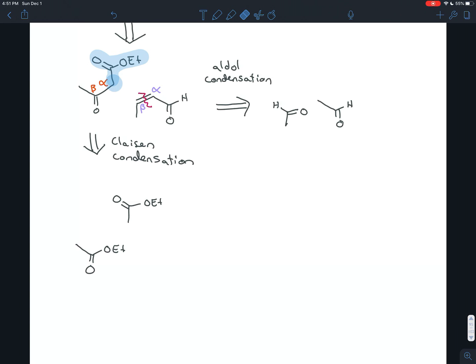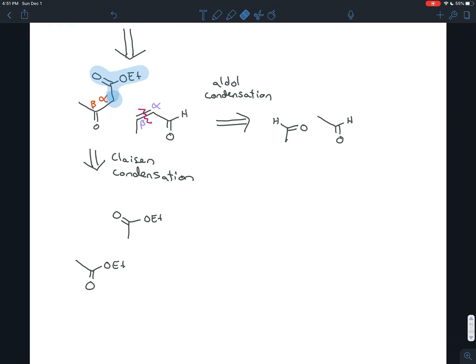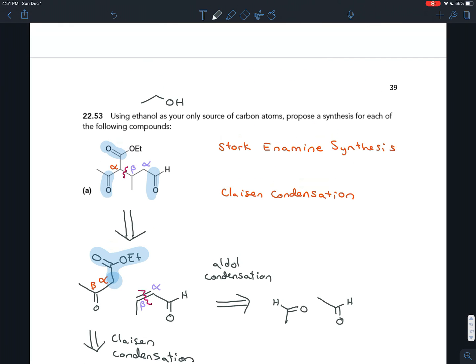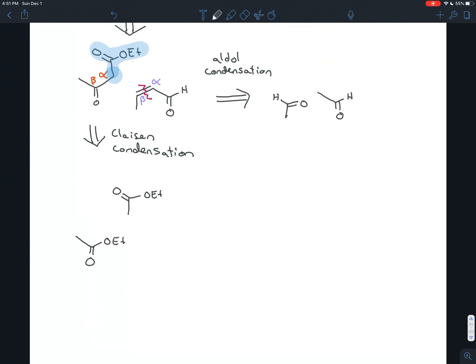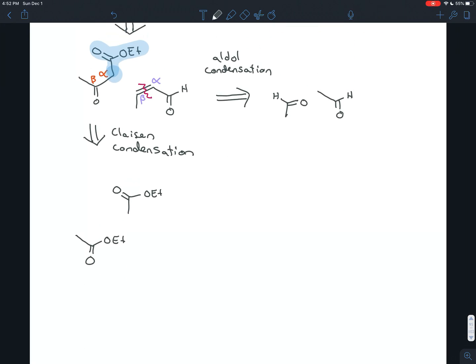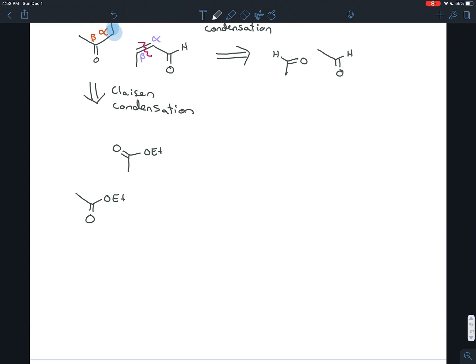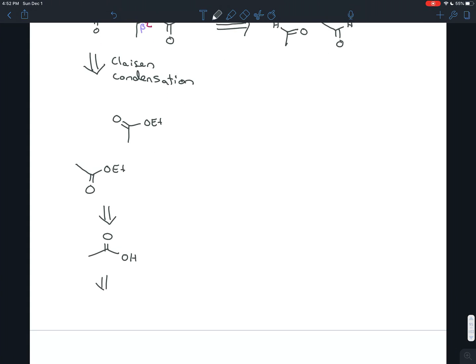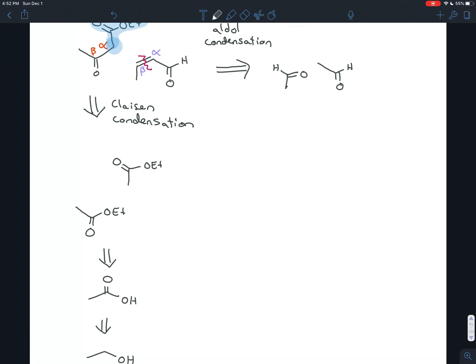So those are the pieces we would need from a Claisen condensation. Now, remember, all of this has to be made out of ethanol, drinking alcohol. And so how could we make these from ethanol? Well, we could make these from ethanol. We would have to make a carboxylic acid first, acetic acid, that's vinegar, and we can make that from ethanol. And for here, these aldehydes, we could make these aldehydes from ethanol.